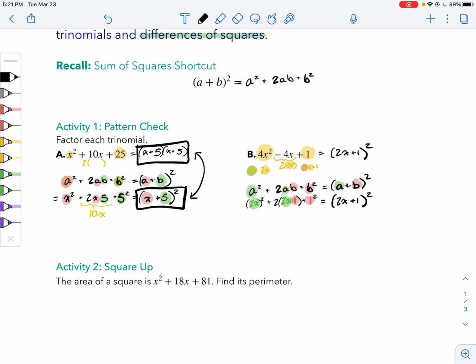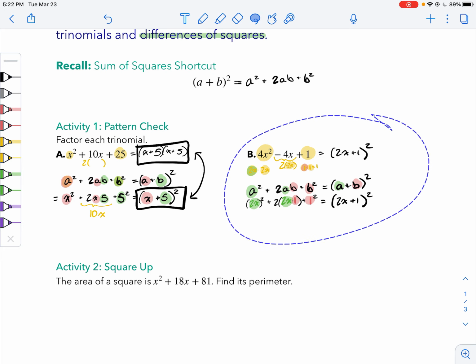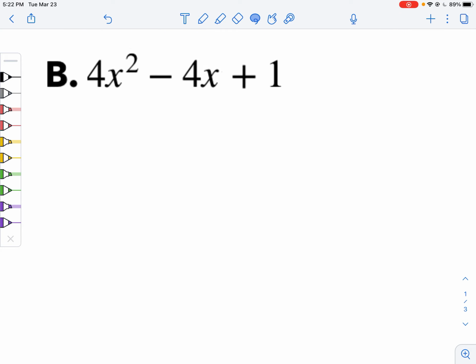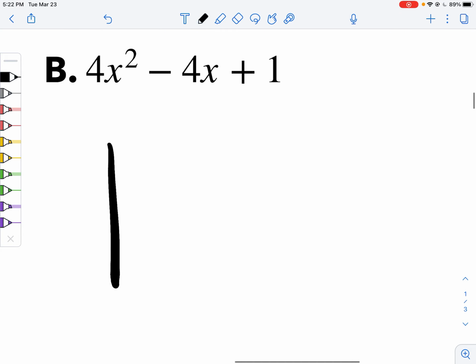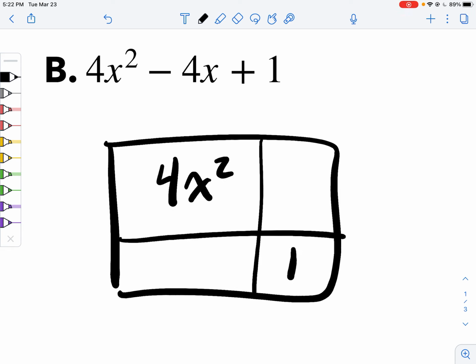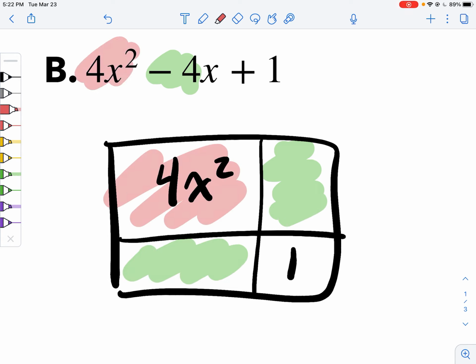Now if these steps are confusing and you want to say, hey, you know what? I don't want to use all that. I don't get it. That's fine. You can totally just go back into your square and say, all right, I need to figure out how to get 4x squared and how to get 1 here. Well, there's only one way to multiply to, oh, and this needs to be negative 4x in here. You can totally follow this pattern if that makes your life easier.